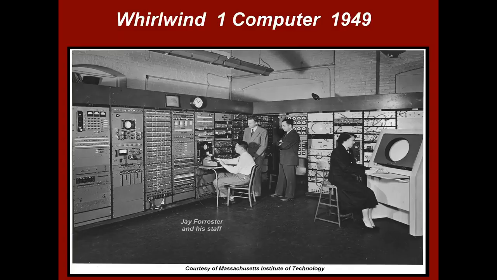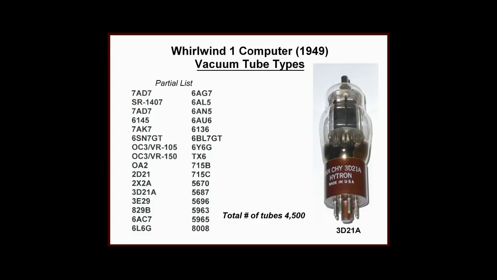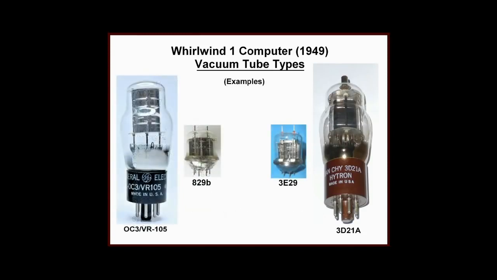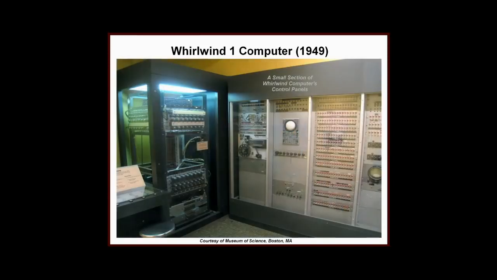The Whirlwind computer used over 32 different types of tubes, about 4,500 tubes in all. Tube types found in the Whirlwind were also present in the IBM Sage computers since the technology was similar.